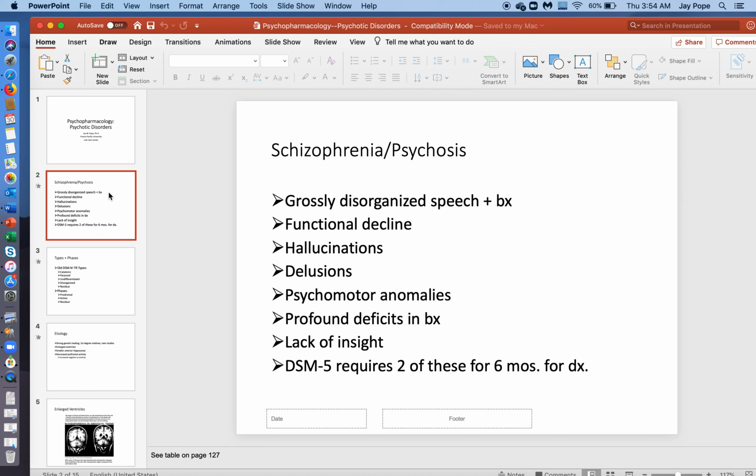In the DSM, for diagnosis, you are required to have two of these symptoms for 6 months or more in order to be diagnosed. If the symptoms last 1 month or less, that's called a brief psychotic disorder. If the symptoms last up to 6 months, that's called schizophreniform disorder. And if the symptoms last 6 months or more, that's called schizophrenia.